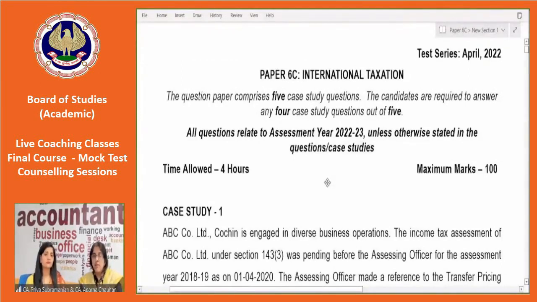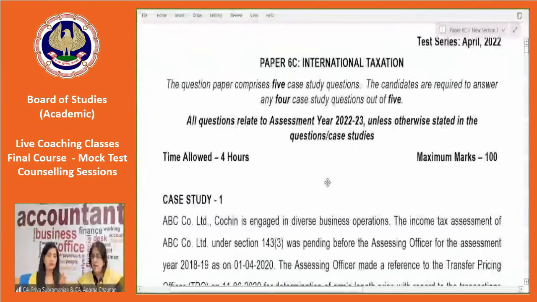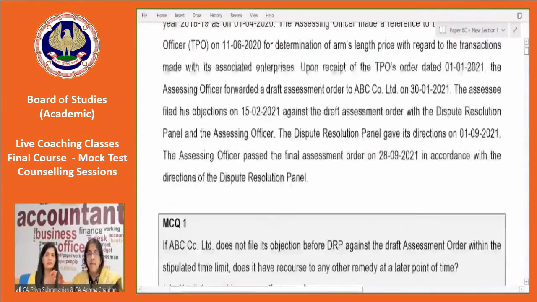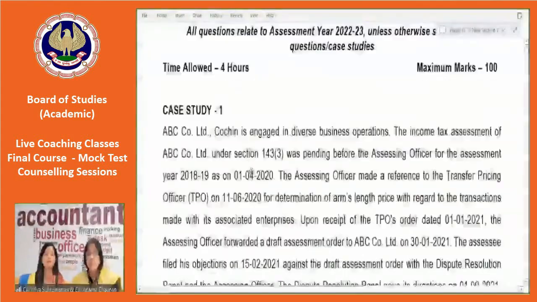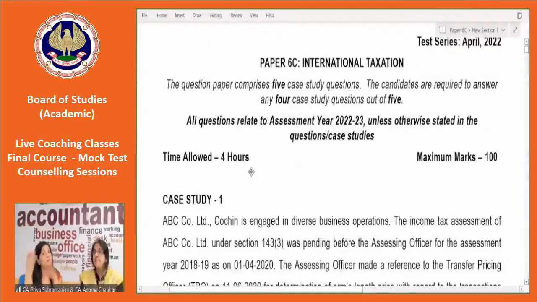Now, one thing, ma'am, you should take a pen and paper, solve the case on your own. Don't read the case study digest. I already told that in paper 7 also, that you should not read the answers. You should solve on your own, then compare the answers. It will definitely help you in a better way.